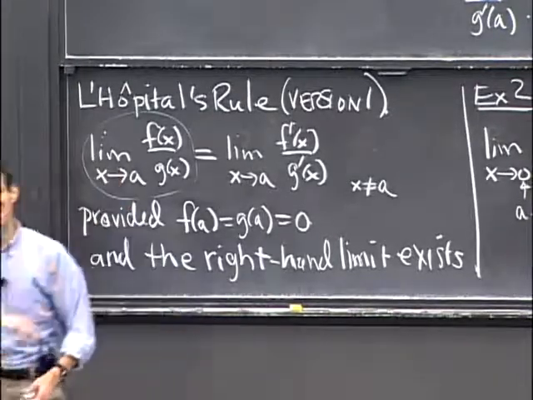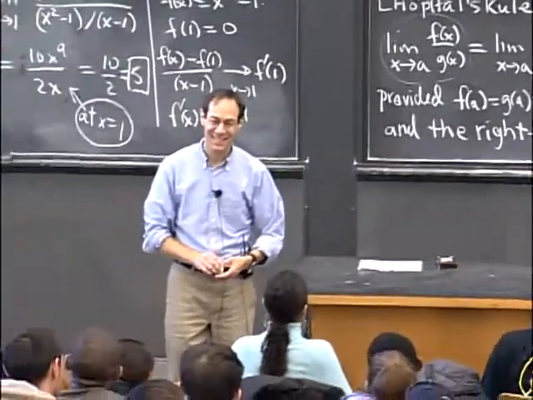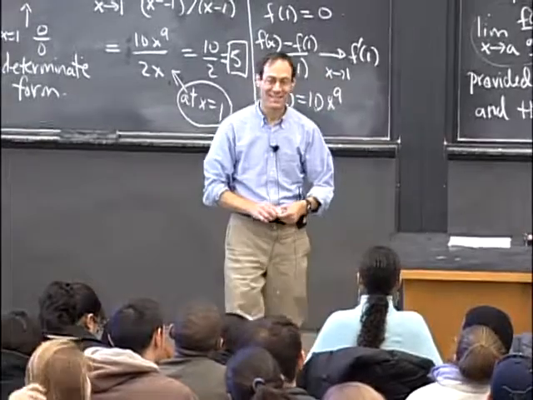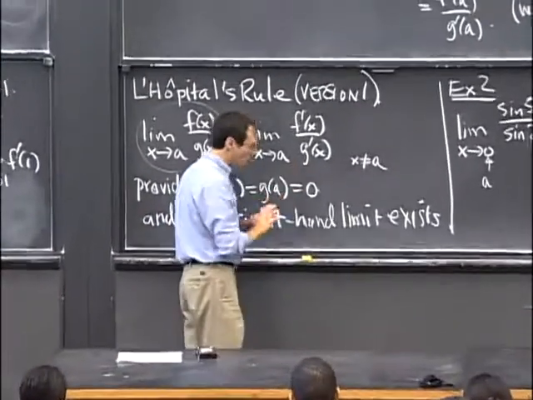Yeah, another question. Thank you. You said that the other limit doesn't really need to exist, but if it does, is that a problem, or is it just that it doesn't need to exist?